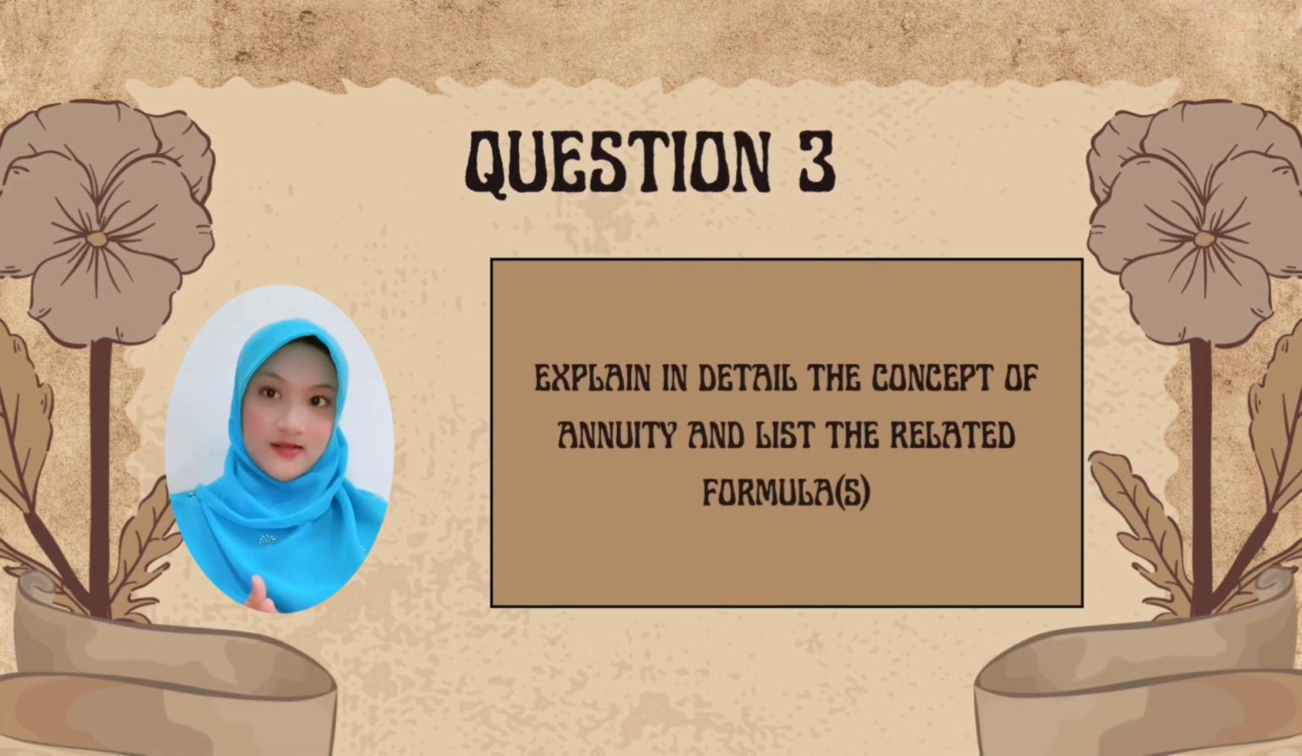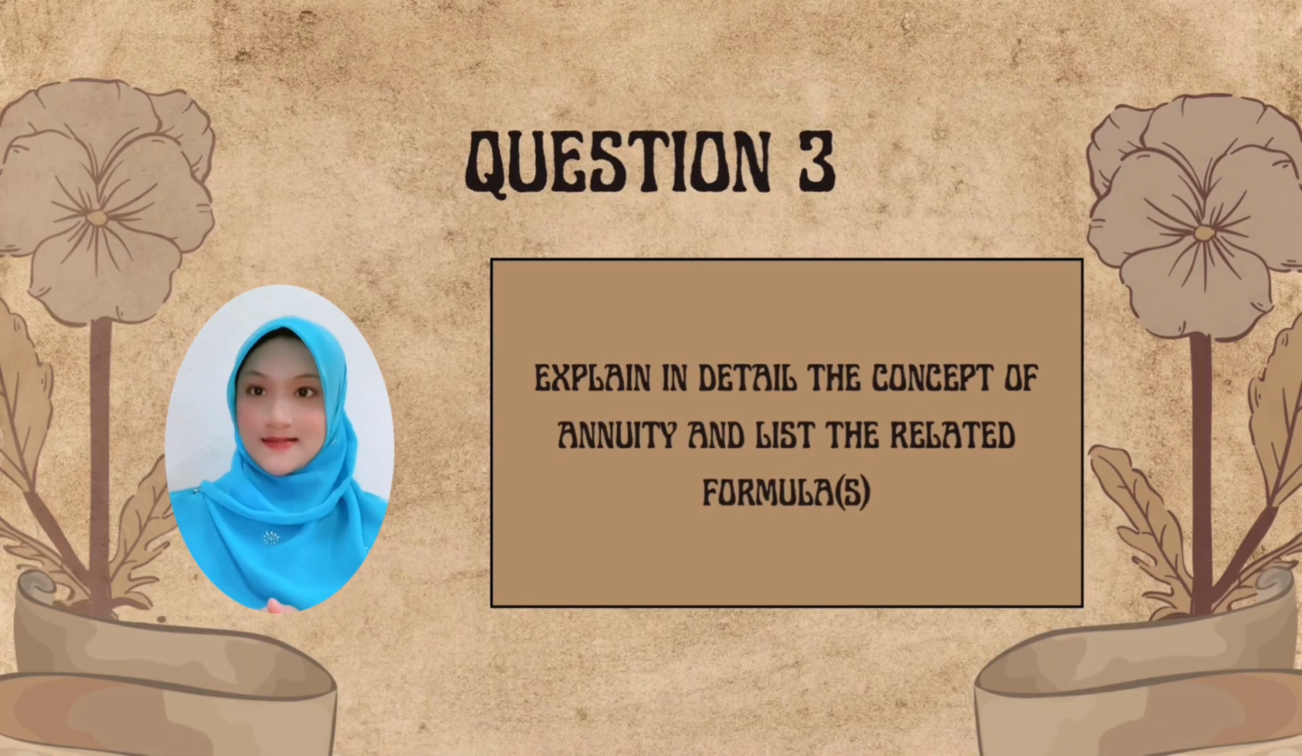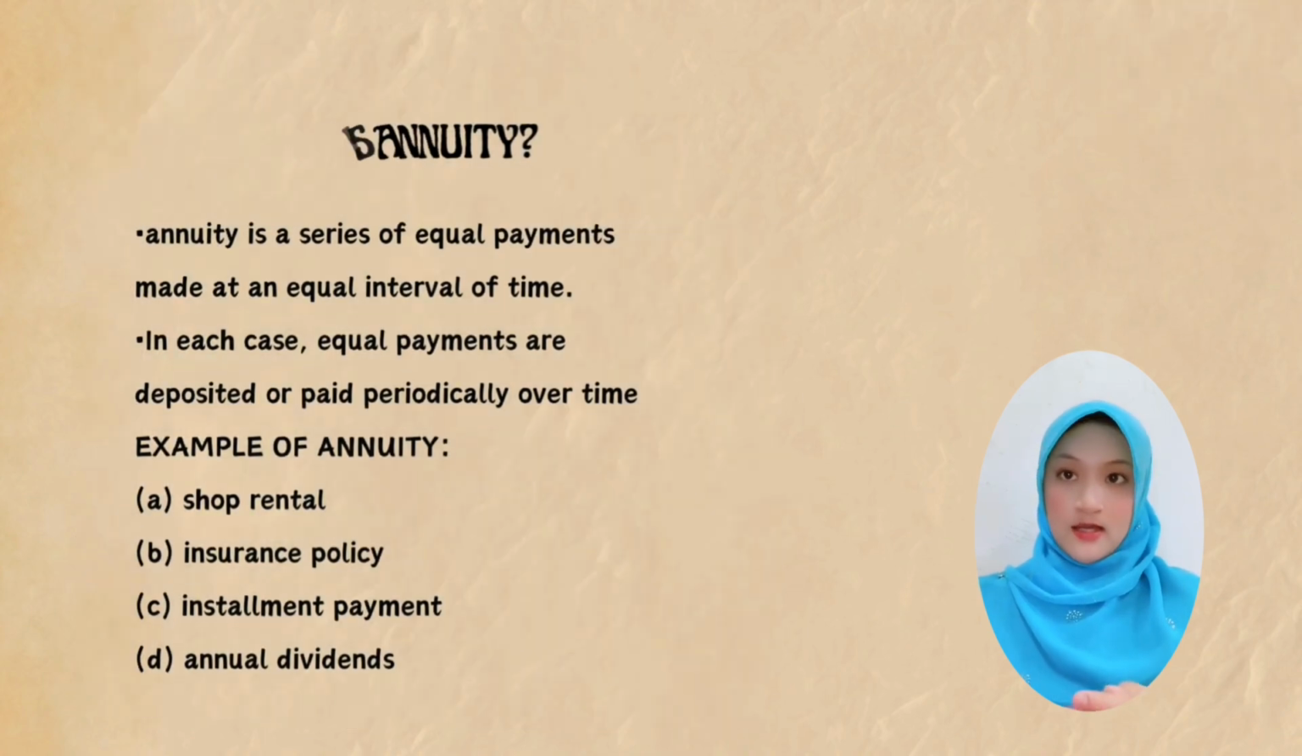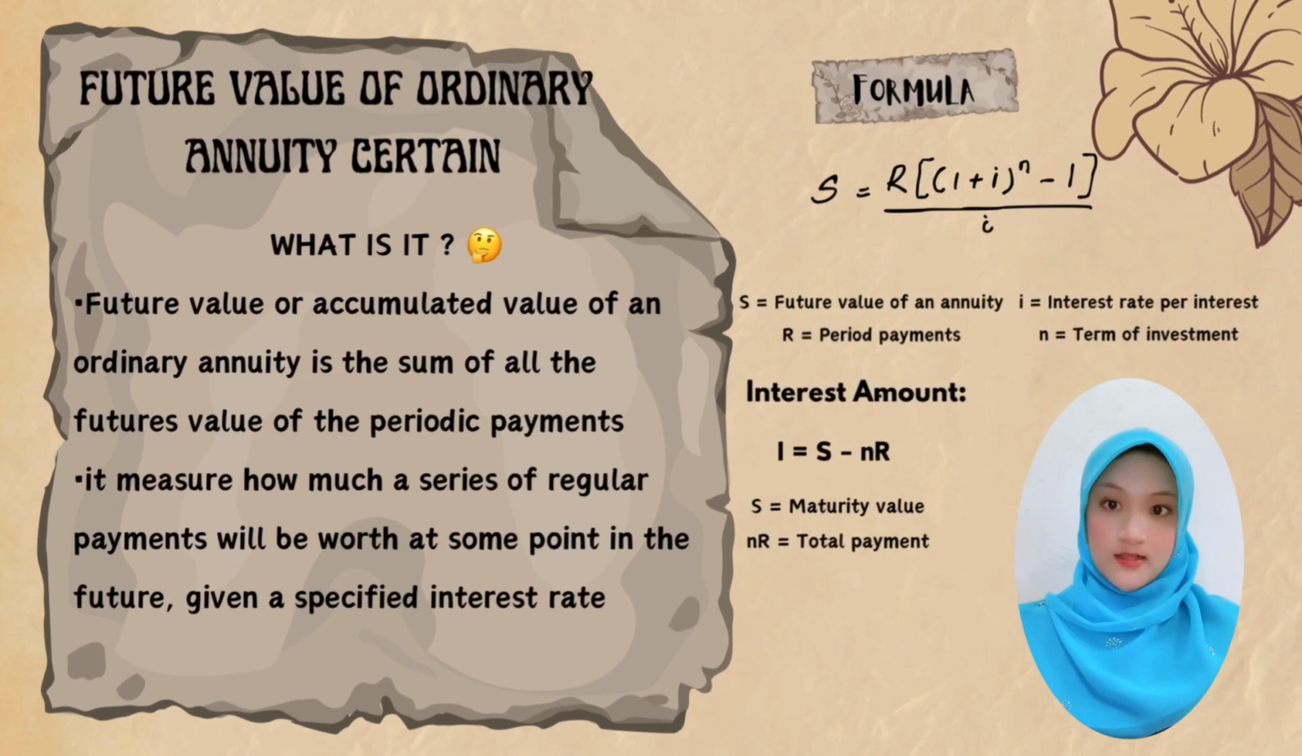Today we are going to discuss annuity. So let's get started. Annuity is a series of equal payments made at an equal interval of time. In each case, equal payments are deposited or paid periodically over time. There are a few examples of annuity, which are short rental, insurance policy, installment payment, and annual dividends. These can also be divided into two types, which are future value of ordinary annuity certain and present value of ordinary annuity certain. So, what is future value of ordinary annuity certain?